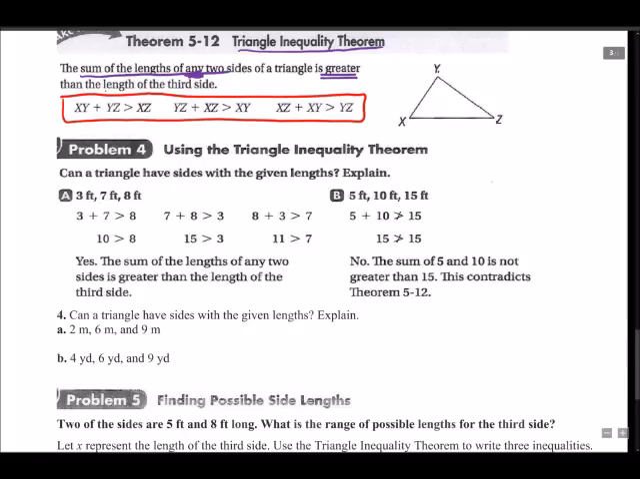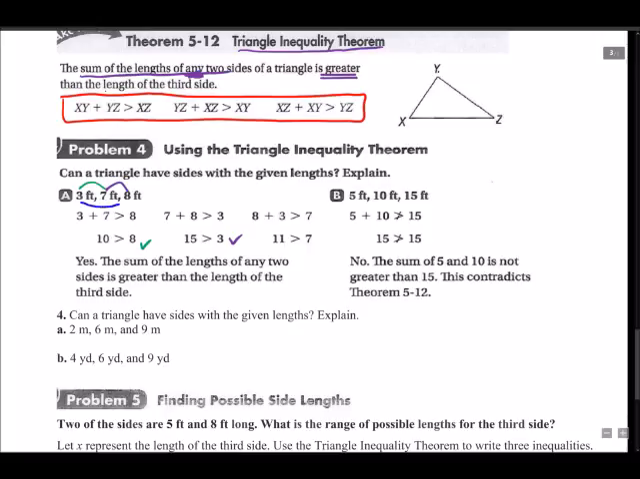Can a triangle have sides with the given lengths? Explain. So we have boards that are 3 feet, 7 feet, and 8 feet long. Can we make a triangle out of those? Well, the first thing we have to do is check that is 3 plus 7 greater than 8? Why, yes, 10 is greater than 8, so check. Is 7 plus 8 greater than 3? Why, yes, 15 is greater than 3, so check.